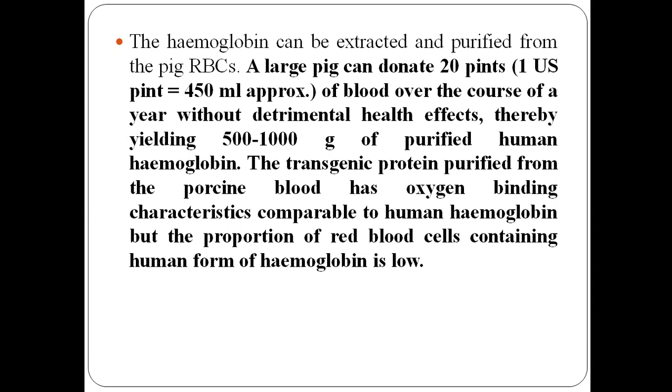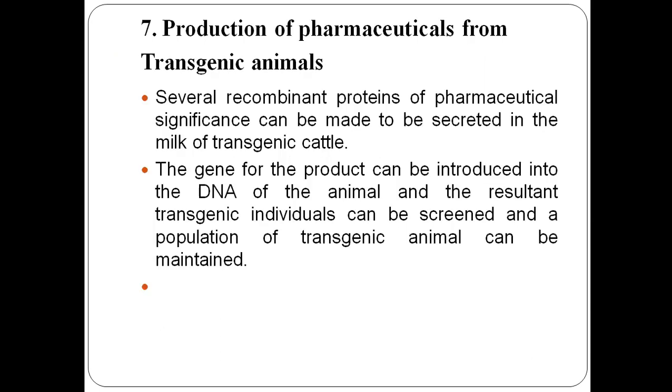So again, the hemoglobin can be extracted and purified from the pig red blood cells, and the explanation is given here. And next is the production of pharmaceuticals from transgenic animals. So pharmaceuticals means the drugs for different treatments.